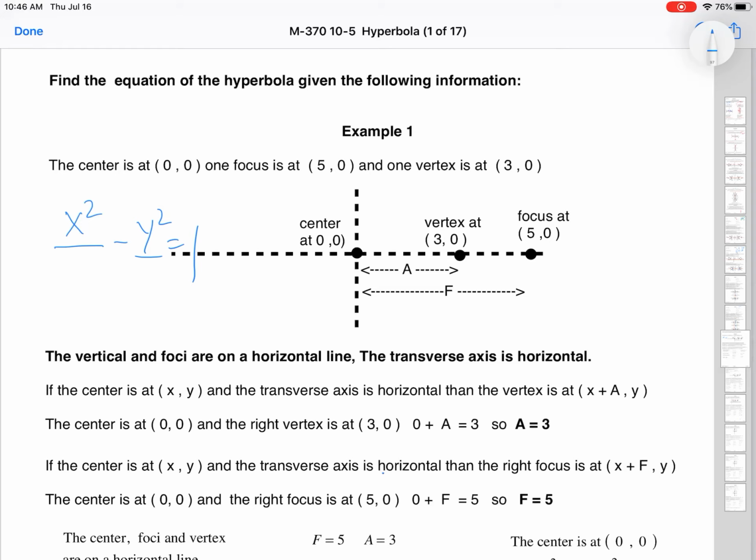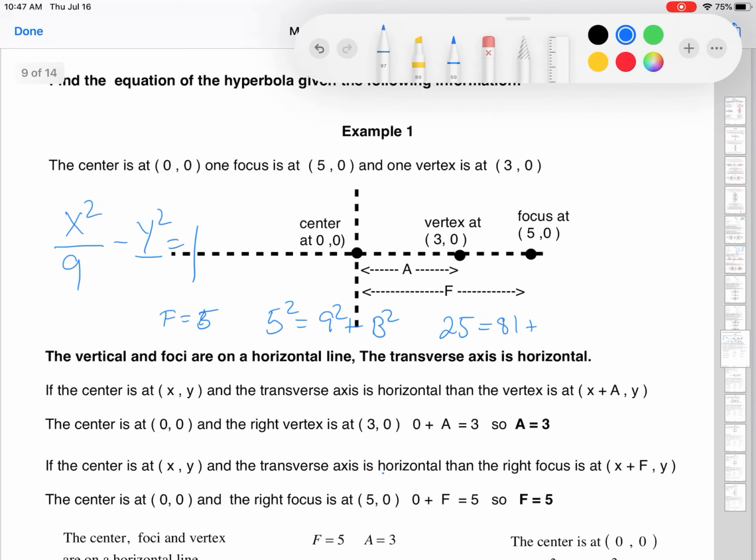We know that underneath the x squared is a 9. We know that our focus distance is 5. So we know that 5 squared needs to be equal to 9 squared plus b squared, or that 25 needs to be equal to 81 plus... not 81, not 9 squared. Apologize, I made a common mistake.